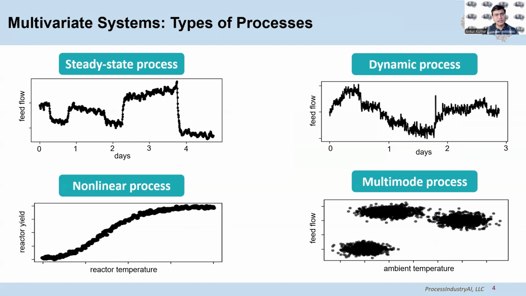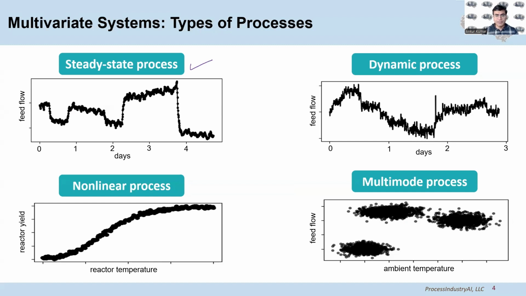Now, let us look at the different types of process that you may encounter. It is important to understand this because the same SPM technique will not provide satisfactory results for all the types of process. Therefore, it is important to understand the process that you are dealing with so that you can choose your SPM technique wisely. Now, there are four process types that have been shown here. The first one is the steady state process.